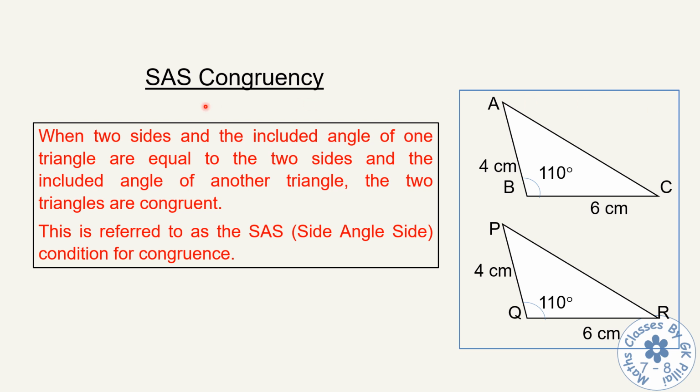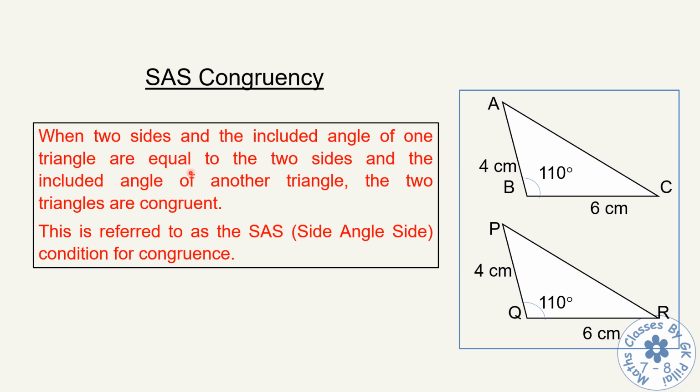The next one is SAS congruency. The condition itself you can understand: side, angle and side. When two sides and the included angle of one triangle are equal to the two sides and the included angle of another triangle, the two triangles are congruent. This is referred to as the SAS, side angle side condition for congruence.